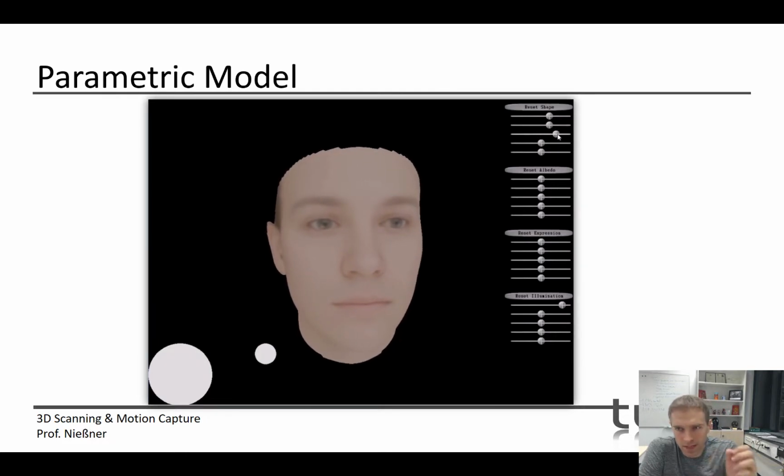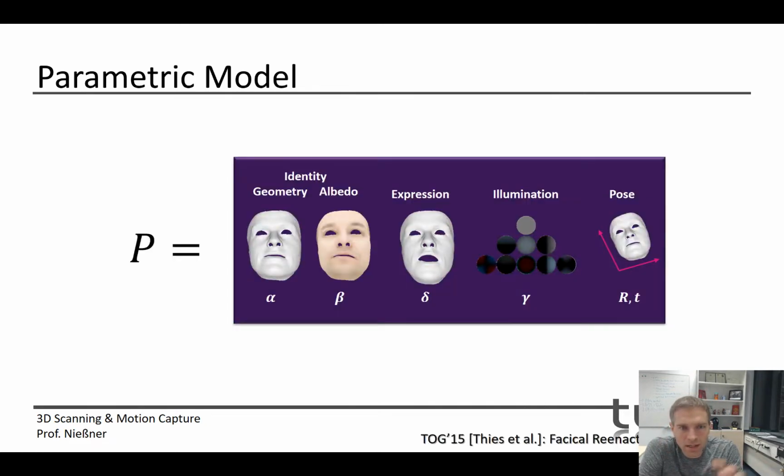So now we have a couple of sliders, which is essentially this low-rank approximation with the PCA that we talked about. We can use it in order to control the shape. We can have another set where we can control the albedo, and another set where we control expressions and also lighting and so on. And at the end of the day, we have these parameters here, right? So we have alpha, beta, delta, gamma, and the rotation and translation. So we have the geometry, albedo, expression, illumination, and pose parameters. And all of these parameters together now parameterize this face model.